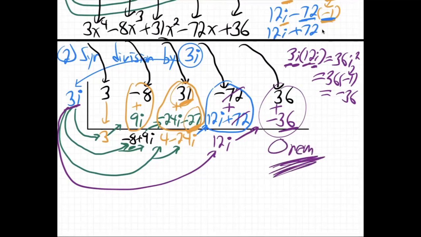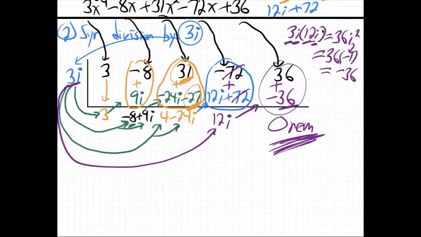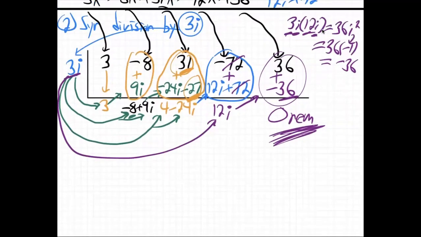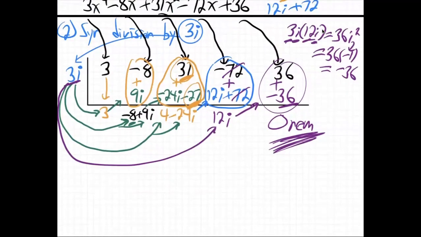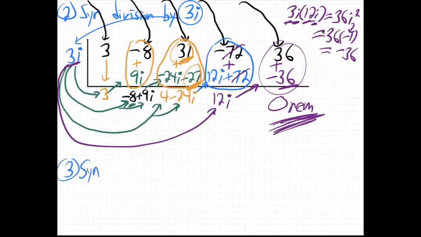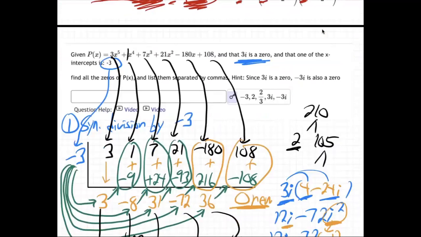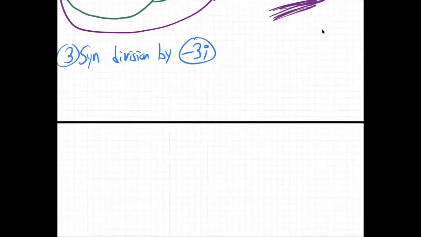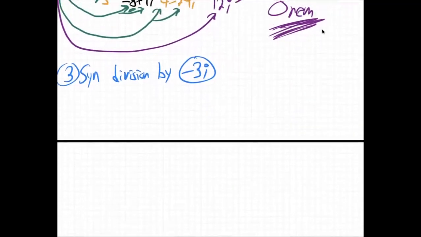Okay, but where in the world does this leave us? Well, in a big mess. So now this means we're going to do one more synthetic division, but I'm just going to go right into it. Synthetic division, this time by minus 3i, right? If you look back to the beginning of the problem, they gave us the hint. 3i is a 0 and minus 3i is a 0, so we can divide by both of them. So now I'm going to do the minus 3i. And that's going to be a big pain also, which I'm sure you're very excited to hear.